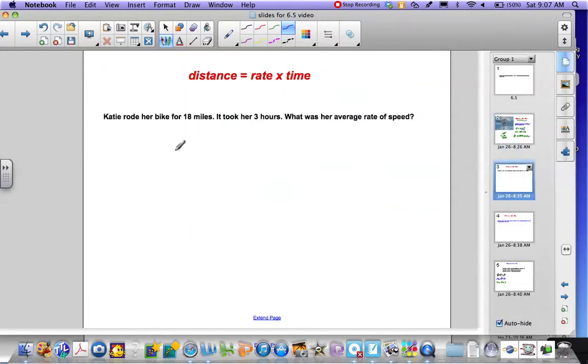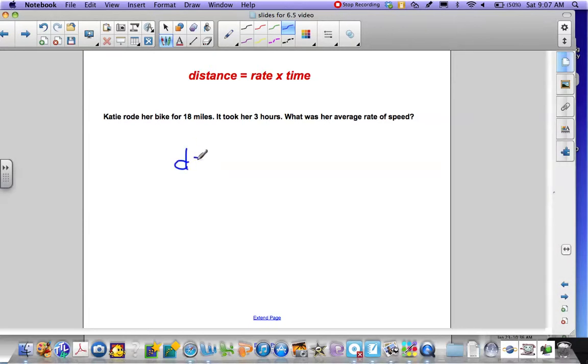Okay, this one's a little bit different. We're still going to start with our formula. D equals R times T. Katie rode her bike for 18 miles. Okay, so in this one we're given the distance. She rode 18 miles. It took her 3 hours. What was her average rate of speed? So this time we're looking for the rate, and we know that she rode for 3 hours. So 18 is equal to R times 3.